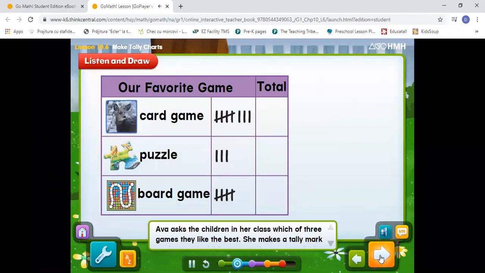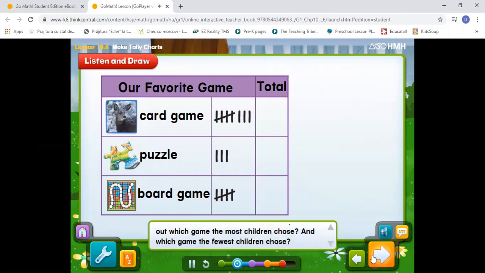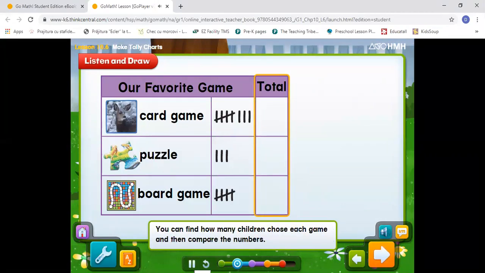Ava asks the children in her class which of 3 games they like the best. She makes a tally mark to show each child's answer. How can you find out which game the most children chose and which game the fewest children chose? You can find how many children chose each game and then compare the numbers. First, let's count the card game row. How many tally marks did Ava record for the card game?